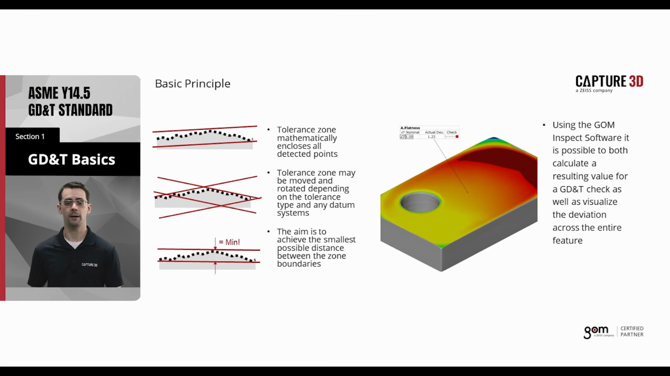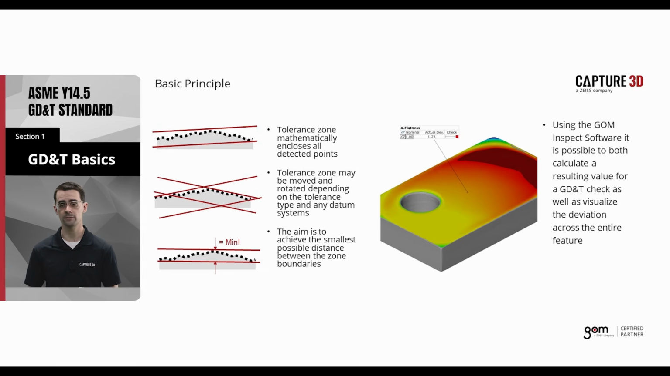The basic idea behind GD&T is that instead of having plus-minus tolerances, each feature is defined by a tolerant zone. Depending on the GD&T tolerance, this zone can be moved and rotated. The goal is to minimize the size of this tolerant zone while fitting all the points of our surface inside. If we can fit all of the points of our surface inside and the size of the tolerant zone needed to do this is less than the requirement, the part is acceptable.